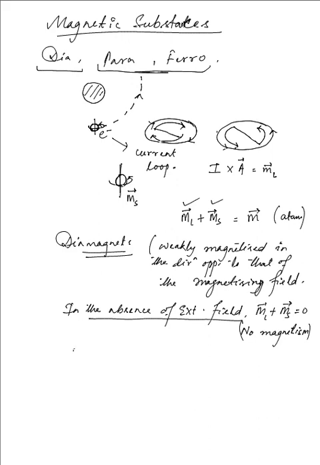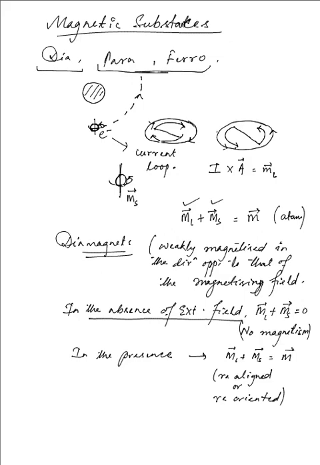But in the presence of the external field, they are realigned, or reoriented, along a certain line, in such a way that they do have a net magnetic dipole moment, but it is directed opposite to that of the external field which is magnetizing it. So this is more or less the case with diamagnetism.